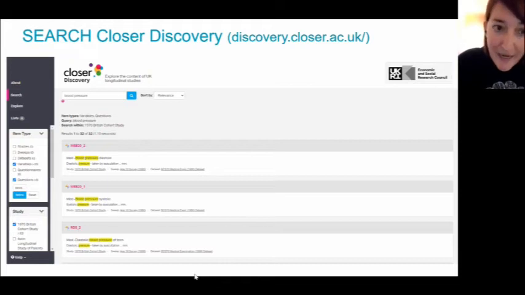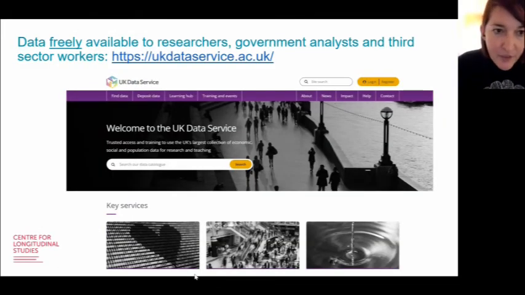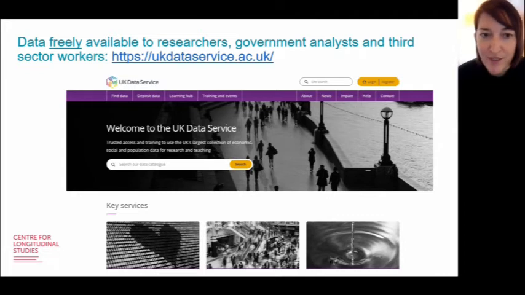So to actually get a hold of the data, you need to go to this ESRC funded resource, the UK Data Service, or UKDS. The data is freely available to researchers, government analysts and third sector workers, and it's relatively straightforward to register and download the end user license data. As Vanessa mentioned, it's more complex as the data becomes more secure and possibly disclosive, where you might need to go through some training or agree to some special conditions.